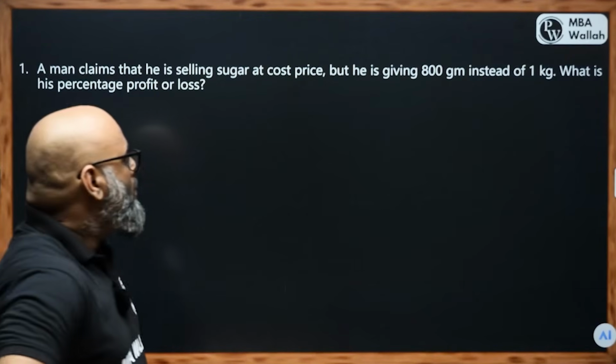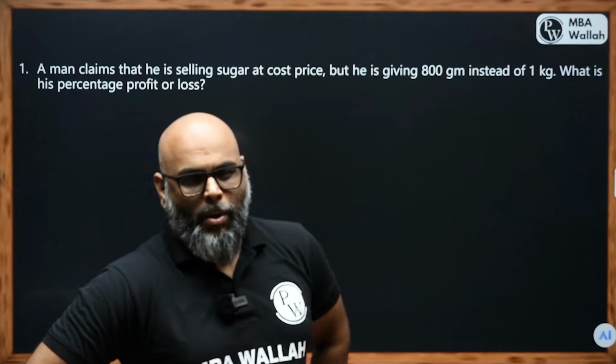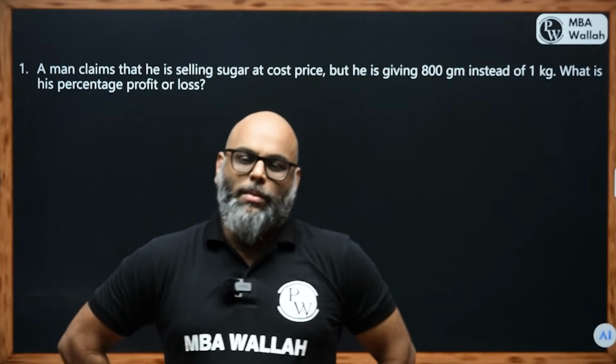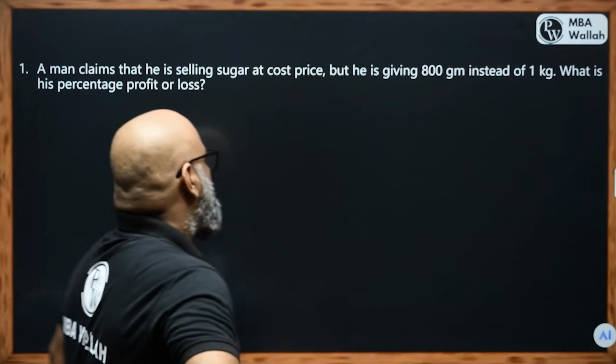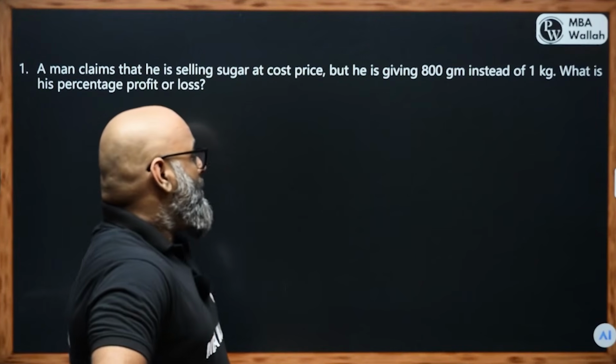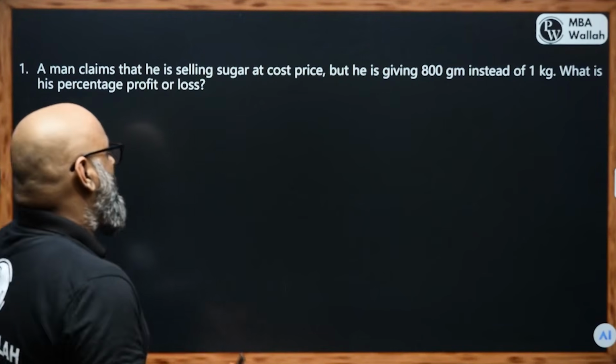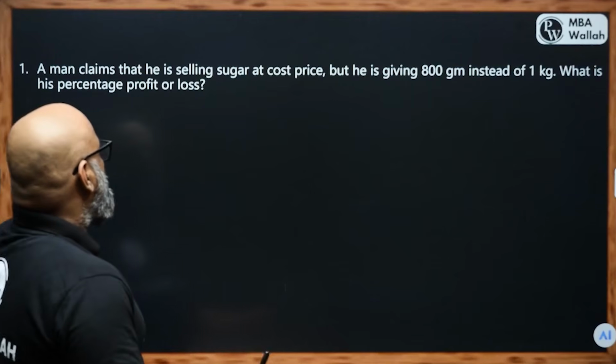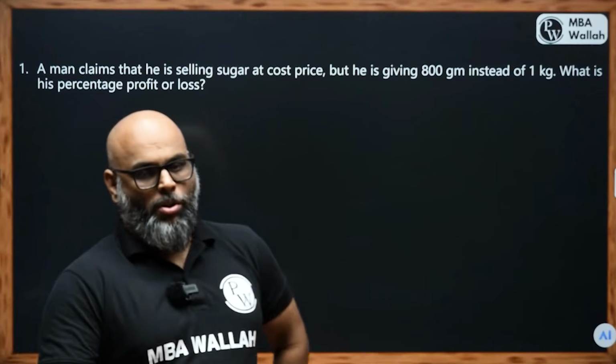And let's solve. A nice simple question. We'll start with something very easy. So you look at this question here. A man claims that he is selling sugar at cost price, but he is giving 800 grams instead of 1 kg. What is his percentage profit or loss?